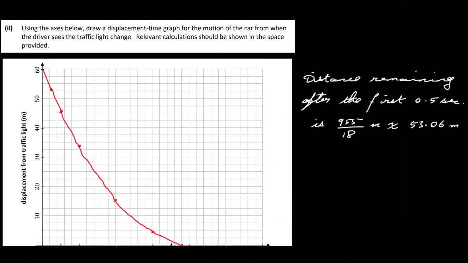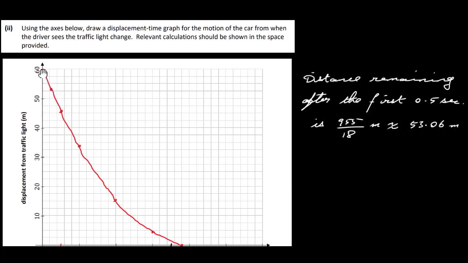Okay, so this is part 2. Using the axis below, draw a displacement time graph for the motion of the car from when the driver sees the traffic light change. Relevant calculations should be shown in the space provided. I've done this one out already just to save some time, so let me just run through it. This is the graph that you'll end up with, but we have the distance remaining after the first 0.5 seconds is 955 over 18 meters, so it's roughly 53.06. So that's this point here.